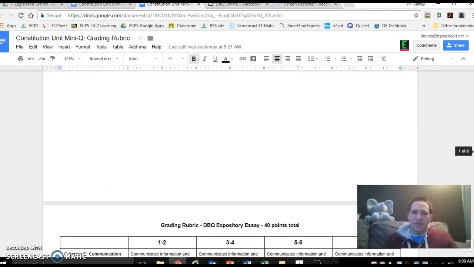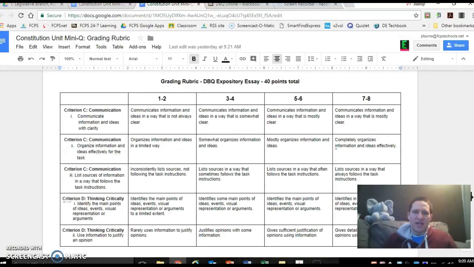Okay? The more difficult part of the rubric, of course, is the actual essay, which is 40 points. This is MYP language. MYP goes with IB. We're an IB school, so we're trying to get more IB MYP language into our curriculum. So in this essay, you are communicating and you are thinking critically. If you look here, communicate ideas with clarity, organize information. There's your ID in your documents and in your outline. List sources of information in a way that follows task instructions. Make sure you label your background essay and documents when you use those in the essay.